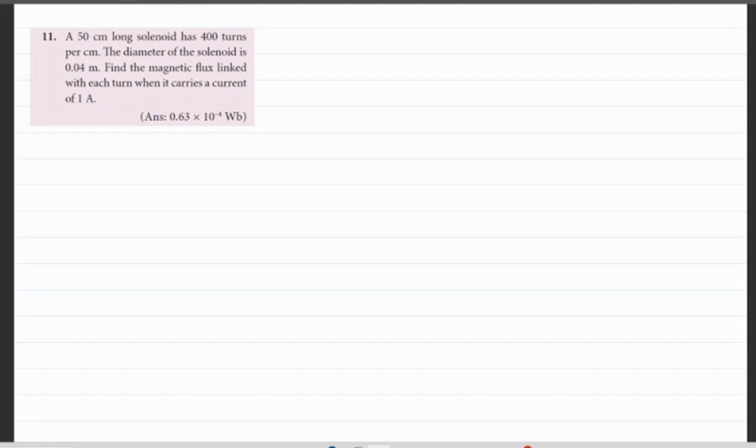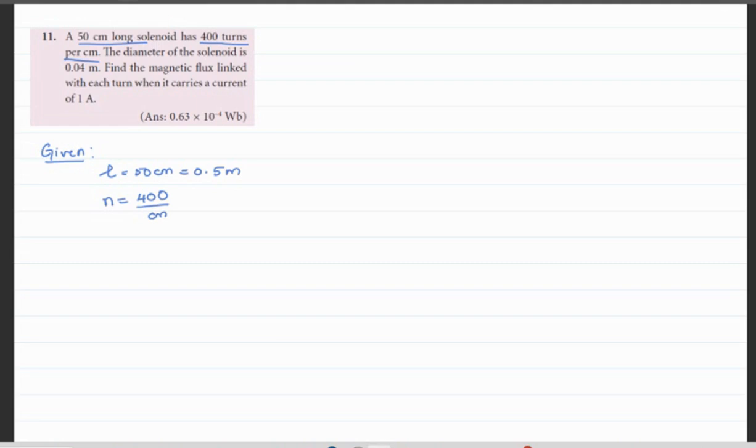First, data எழுதிடலாமா? Given a 50 centimeter long solenoid. Length of the solenoid is 50 centimeter, which is 0.5 meter. It has 400 turns per centimeter. So, இதுக்கு முந்தின problem எல்லாம் 4000 turns, 35 turns வந்து capital N. இங்க 400 turns per centimeter அப்படின்னா கொடுத்திருக்கிறது என்ன? N is equal to 400 per centimeter. 1 centimeter length இருந்தா 400 turns இருக்கு.